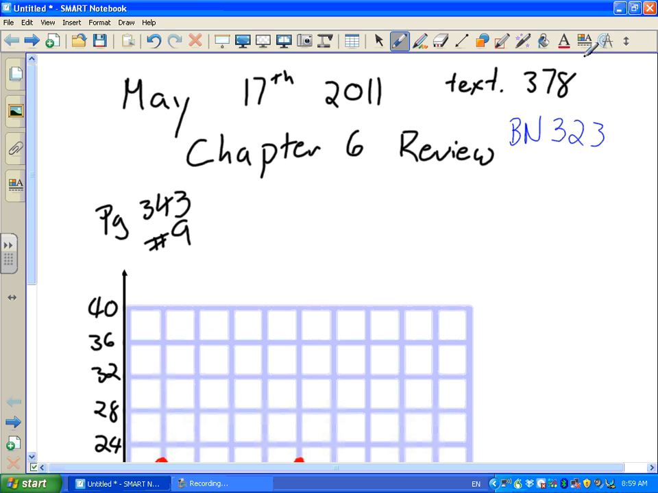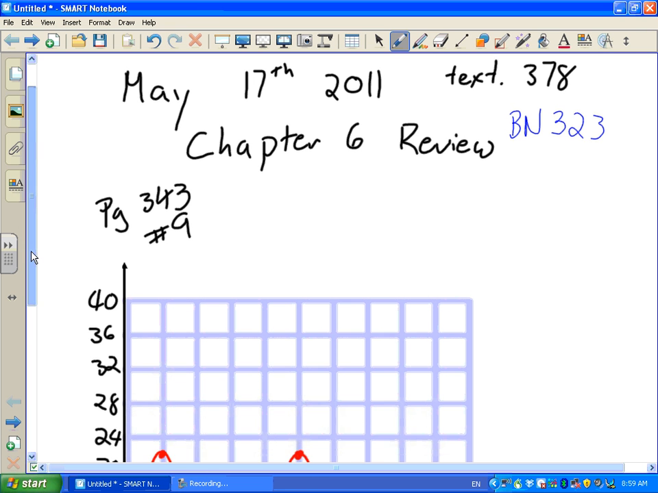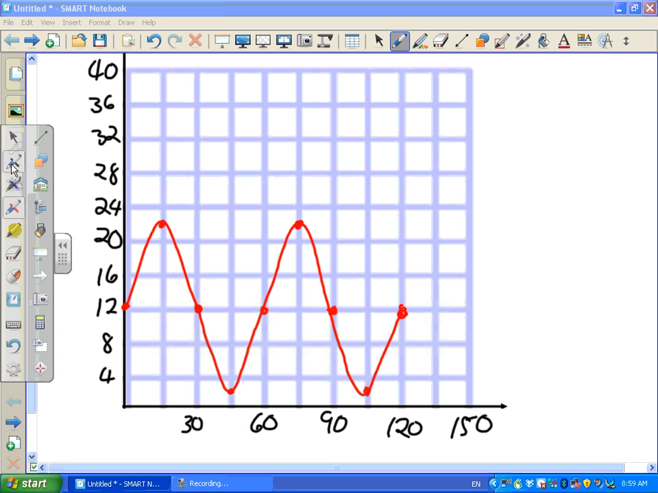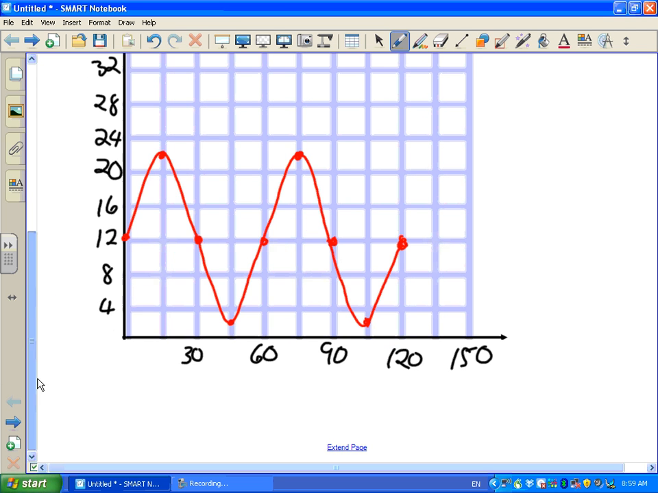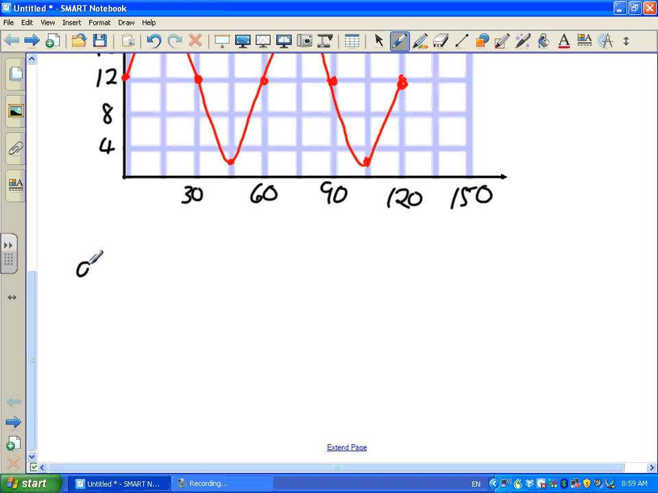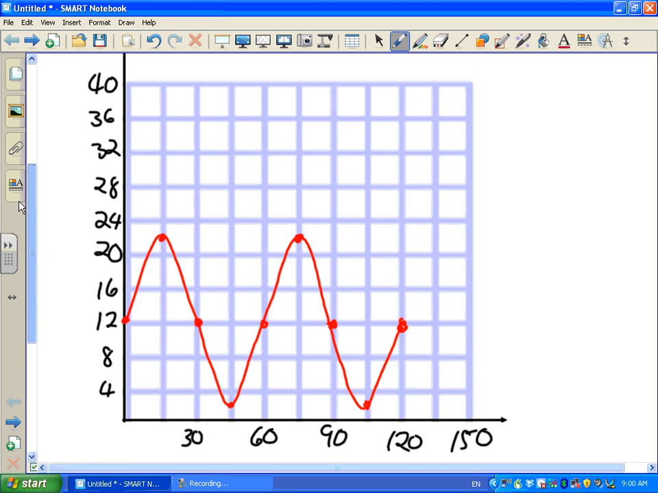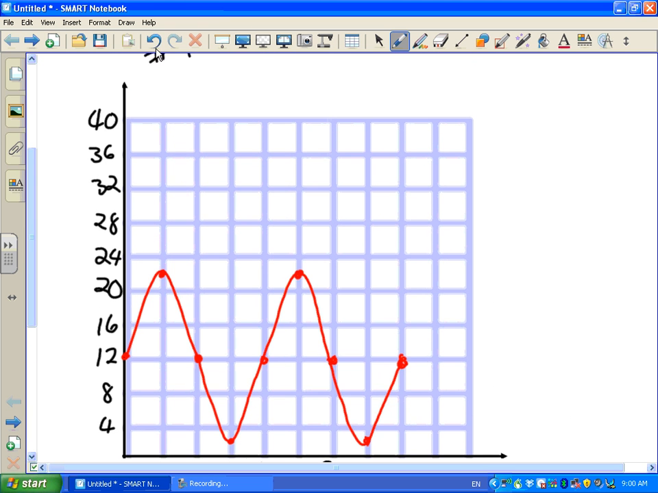I've duplicated the graph they give you in the textbook. We'll write down each question. Question A wants to know the diameter of the Ferris wheel. So let's read the question, just so you know. So here's our graph, and they titled this with John's height.